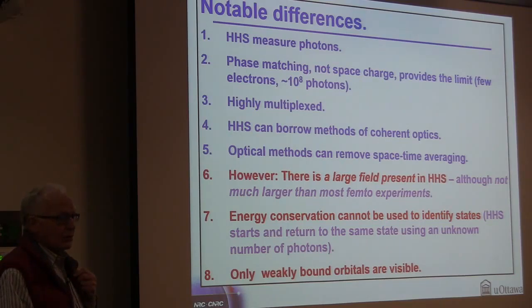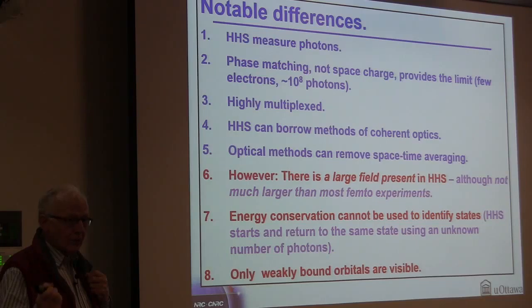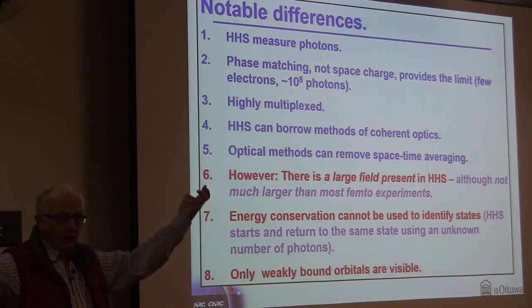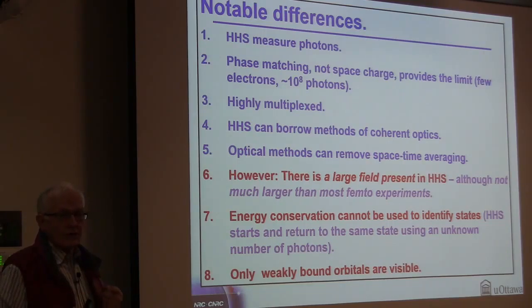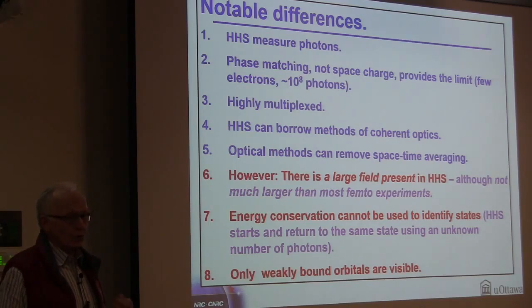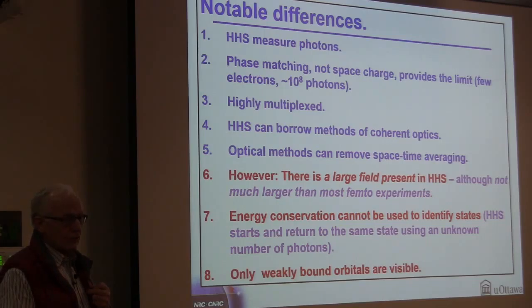If you want to look at the differences, high harmonic spectroscopy measures photons, not electrons. Phase matching, not space charge, gives you the limit on how many molecules or atoms there can be. In photoelectron spectroscopy, you get one or two, and the electrons start to repel each other. We heard that in the diffraction work. Here you can have 10 to the 5, 10 to the 6, 10 to the 7, 10 to the 8 photons, and it's okay. High harmonic spectroscopy is highly multiplexed. Multiple frequencies are produced simultaneously. It would take you forever to do the similar experiment by photoelectron spectroscopy.